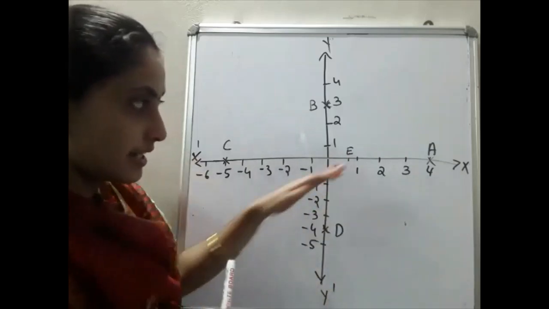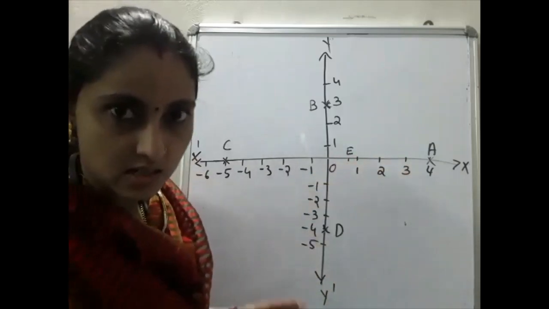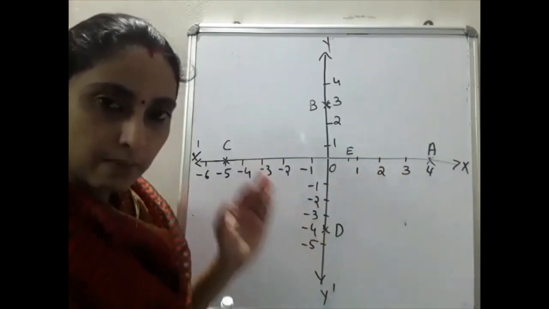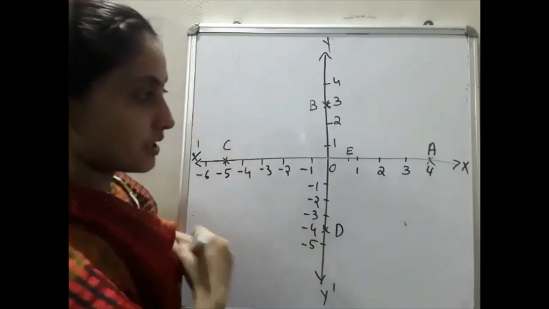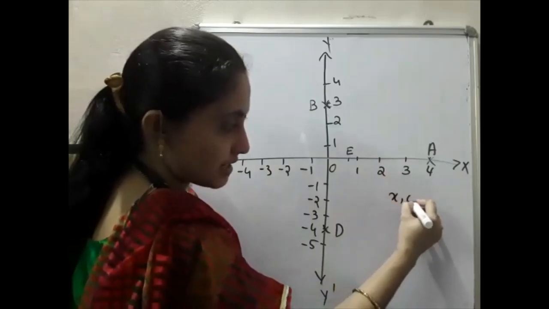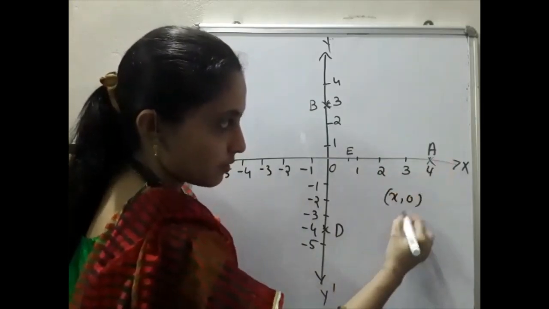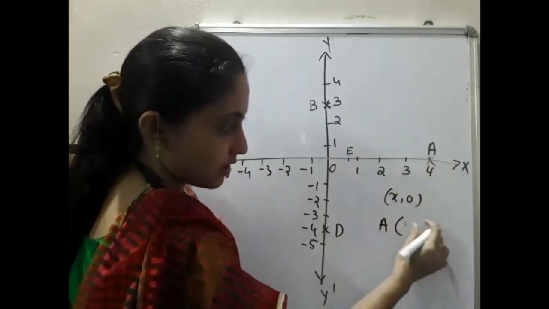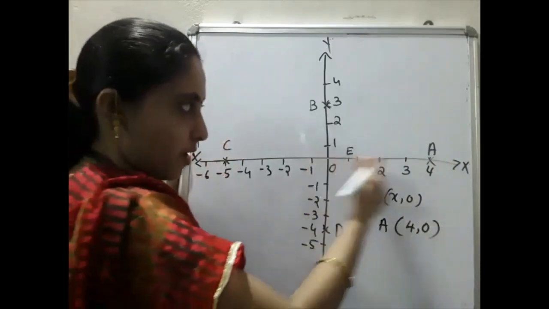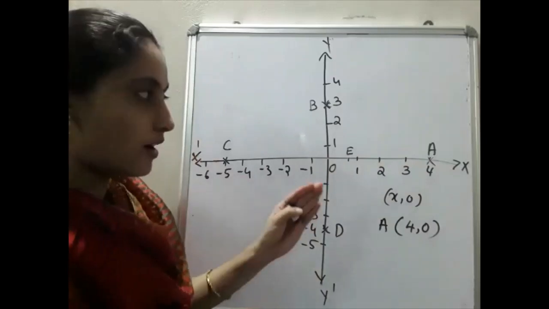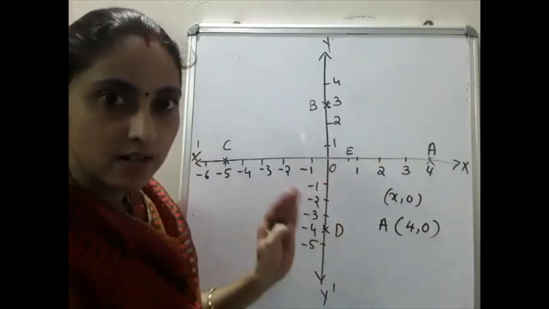First one is A. A is a point on which axis? X-axis. You already know a point on the x-axis is of the form (x, 0). So the point A can be written as (4, 0). Clear? Whenever the point is on the x-axis, you can write it as that point comma 0.